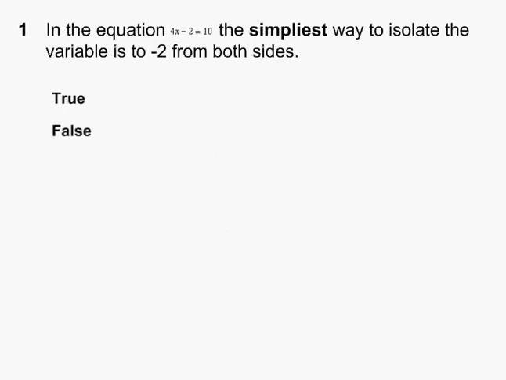In the equation 4x minus 2 equals 10, the simplest way to isolate the variable is to subtract 2 from both sides. The answer is false. One of the easiest ways would simply be to add 2 to both sides, not subtract 2. But as an enrichment part, I do not only have to add 2 to both sides. That is one way to get the answer.